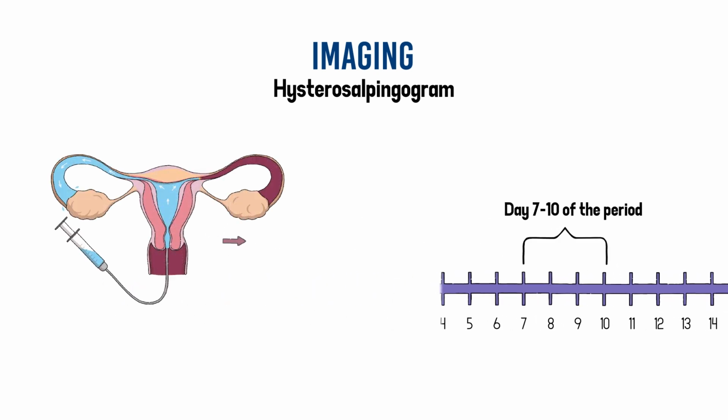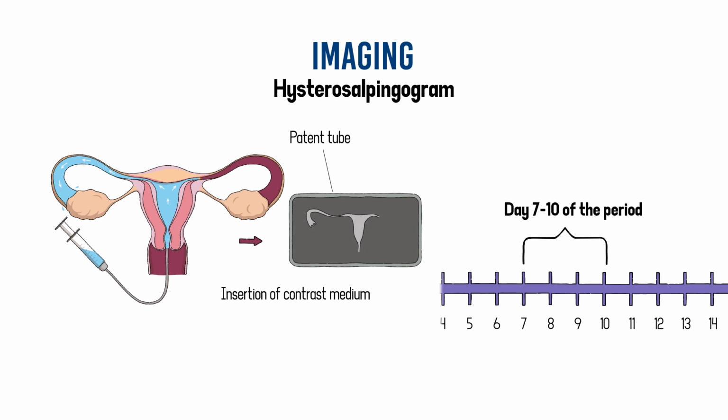A speculum is inserted into the vagina so that the cervix can be visualized. A dye is then instilled through the cervix via a fine tube. If the dye flows out successfully through the far ends of the fallopian tubes, it demonstrates that the fallopian tube is open and free from blockage.